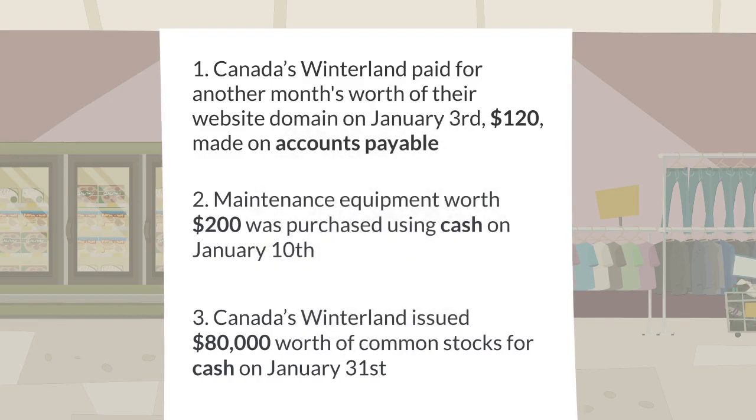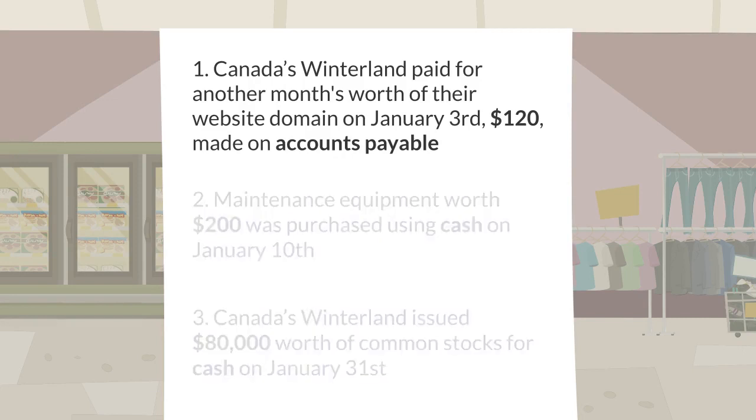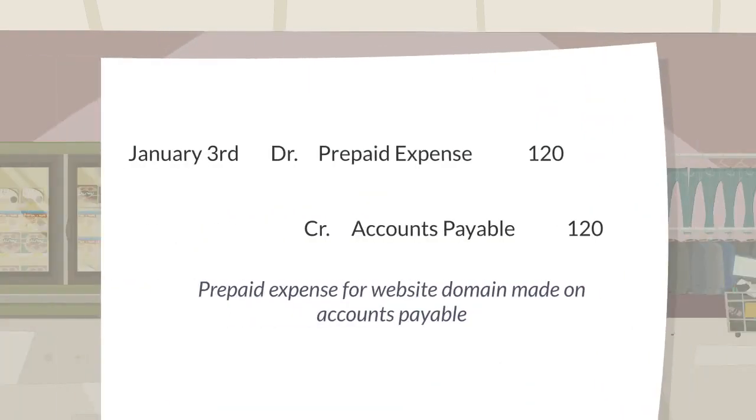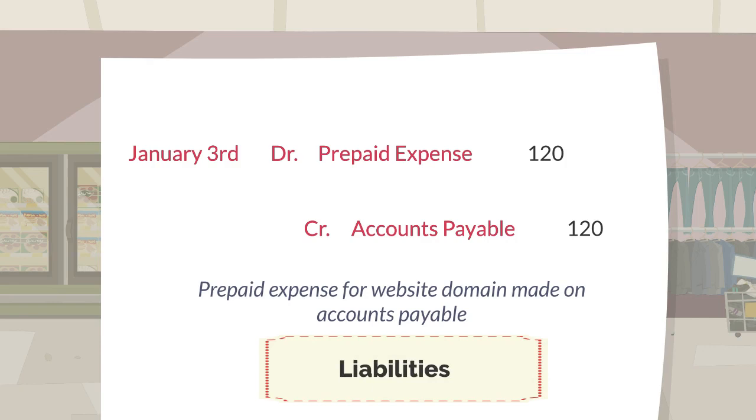Let's take a look at how these transactions will appear in the general ledger. Starting with the first transaction, the company is making a payment for the month on account. We will debit prepaid expenses and credit accounts payable under the date of January 3rd. As we are increasing the prepaid expense account, which is an asset account, journaling it on the debit side makes sense. On the other side, we are making this payment on accounts payable, which is a liability account.